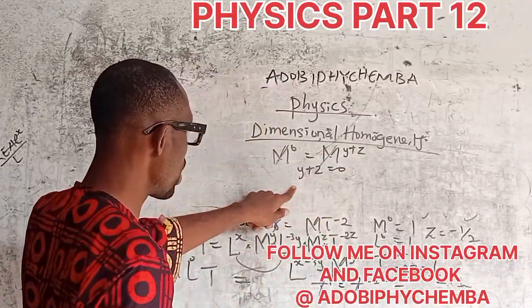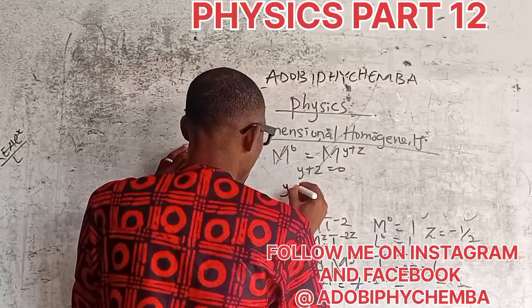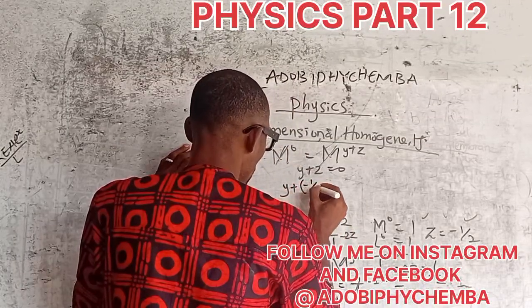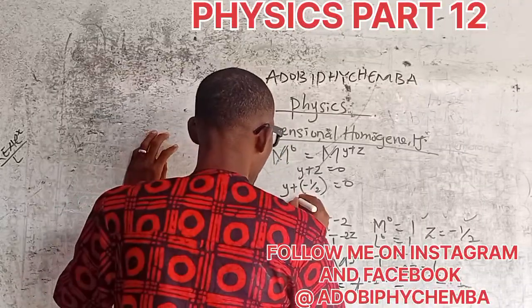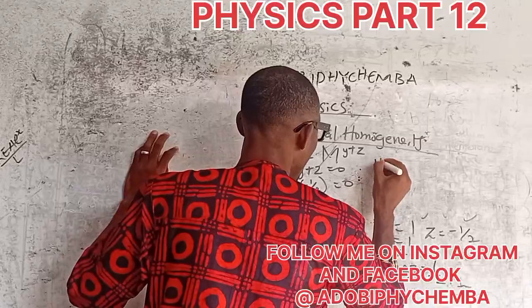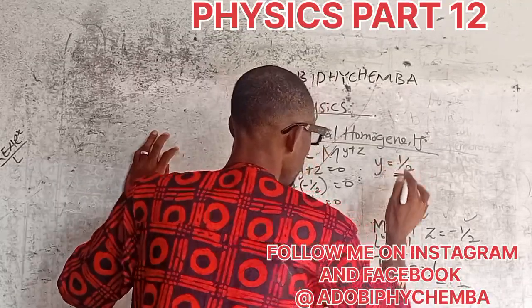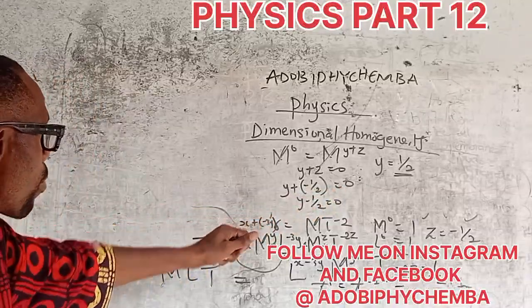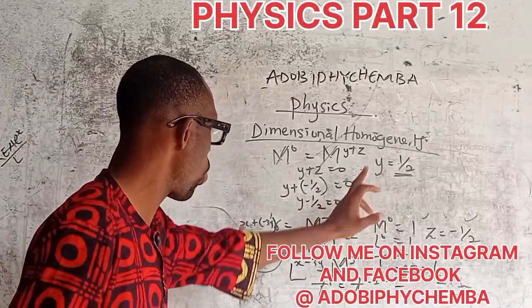And already we've gotten our z to be what? Minus 1 over 2. Y plus bracket minus 1 over 2 equals 0. So plus times minus is still minus. So you have y minus 1 over 2 equals 0. Therefore, your y will now be equal to what? Plus 1 over 2. Okay? So there's no need writing the plus. Can you see that now? So we've gotten our y. So we've gotten y and z.